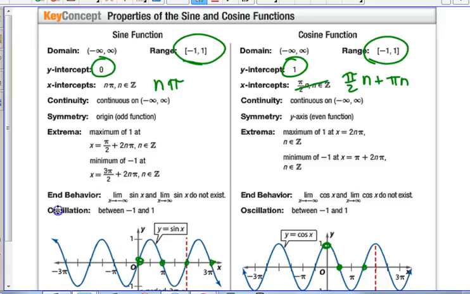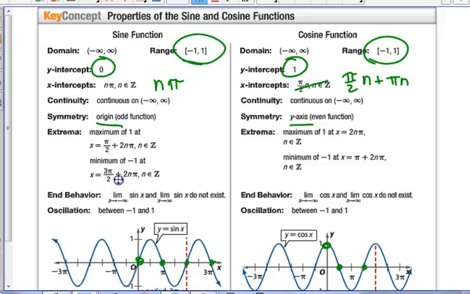Is this graph continuous? What's not continuous that we talked about a minute ago? Tangent. Tangent has undefined places, yes? So tangent is discontinuous. All right, symmetry we talked about. Origin, so odd. Y-axis, so even.